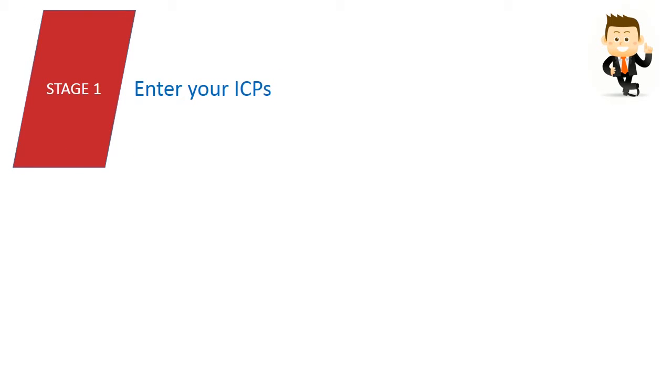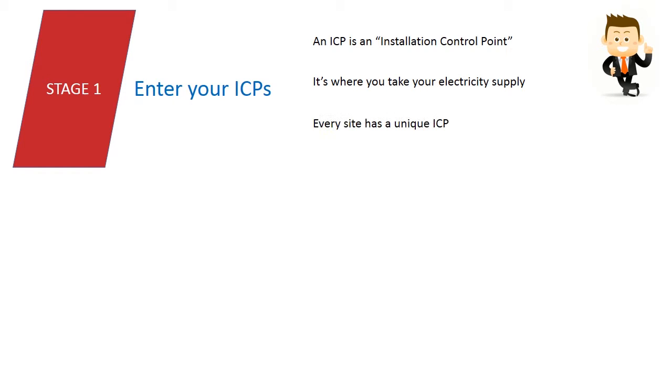First, ELX needs the details of the sites you pay the electricity for. Each site has an ICP number, which stands for Installation Control Point, which uniquely identifies the site. Our market video and glossary at elx.co.nz describes the ICP in more detail.